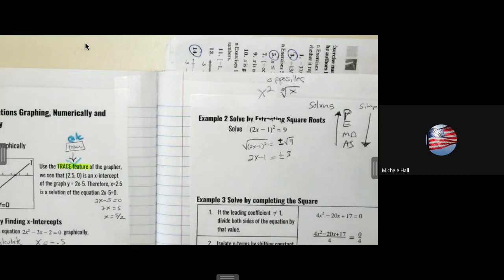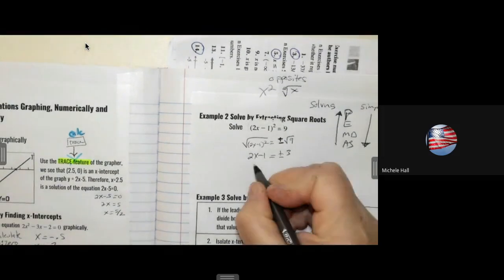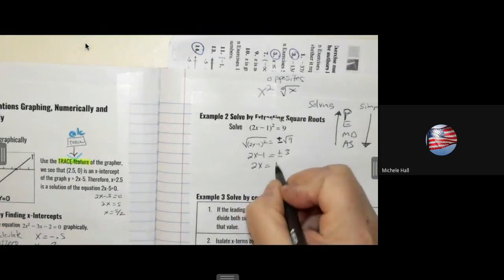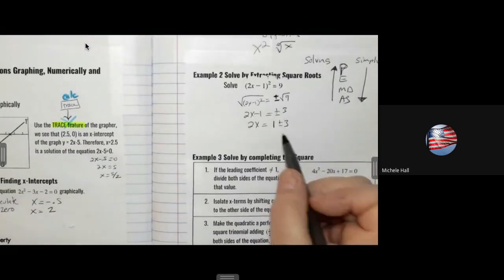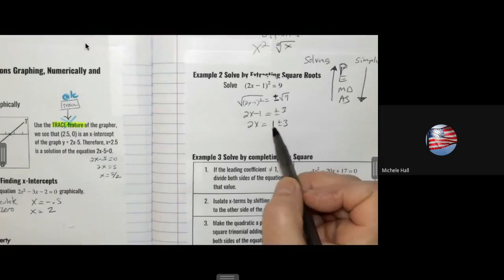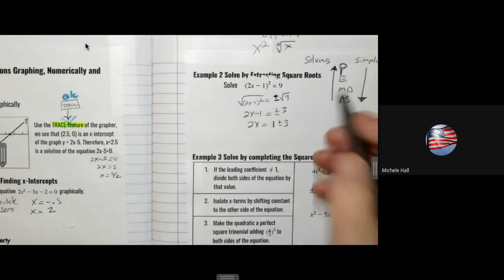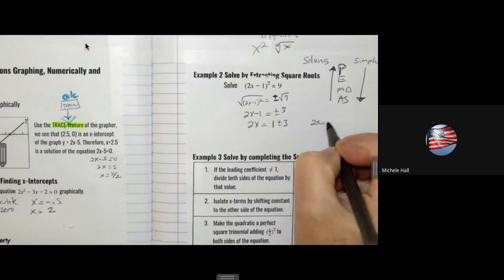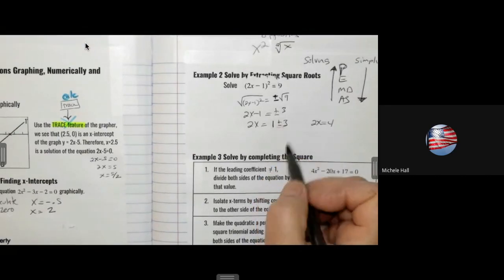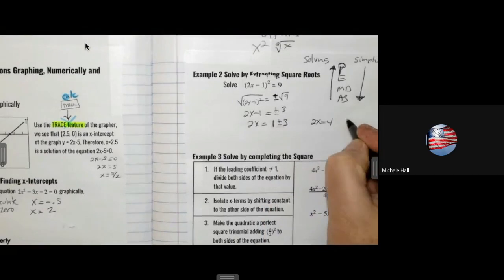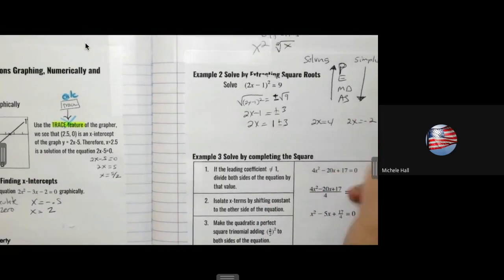So we're just going to continue. We add 1 to both sides. So we have 2x equals 1 plus or minus 3. But you could simplify this first if you wanted to. What's 1 plus 3? 4. So I would have 2x equals 4. And what's 1 minus 3? Negative 2. So you have 2x equals negative 2 as well. You end up with 2 different answers.